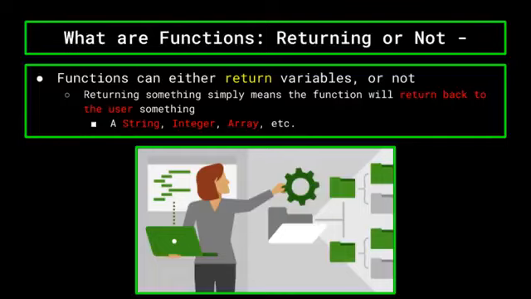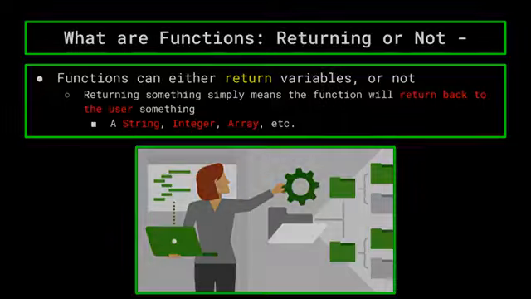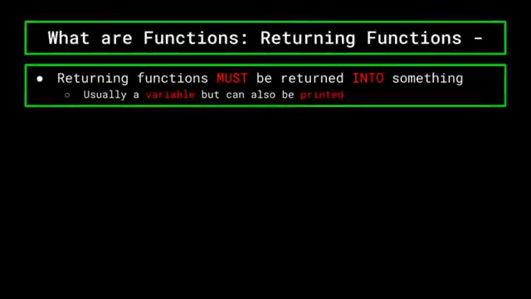Functions are able to return values back to the user, whether they be in the form of string variables, integer variables, or even arrays. Now the thing to note about returning variables is that calling the function alone won't do anything. You have to return the value into something, or print it out.